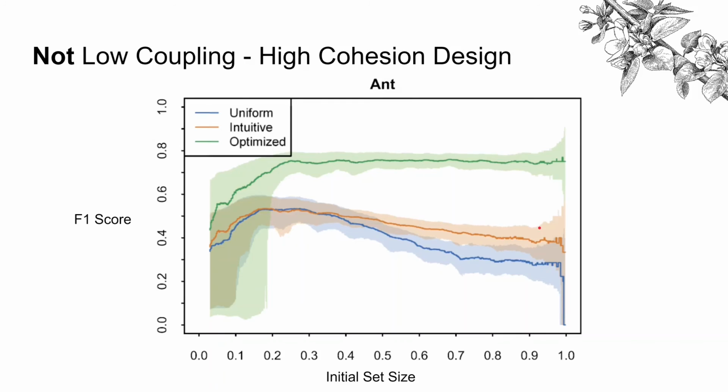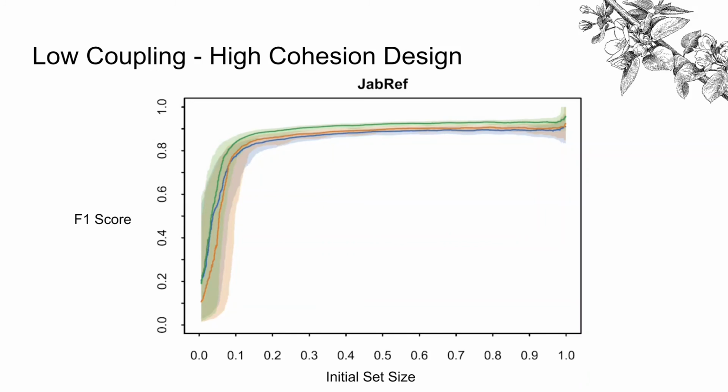If we look at a system that overall has been designed using low coupling and high cohesion, the difference of performance is much smaller, but still the optimized weights in green are generally better than the other two weighting schemas. One interesting effect is also that uniform weights can be better than intuitive weights when the initial set is very small. This is because the uniform weights schema has much more weights to work with when the initial set is small, and can thus make the algorithm perform a little bit better in these cases.